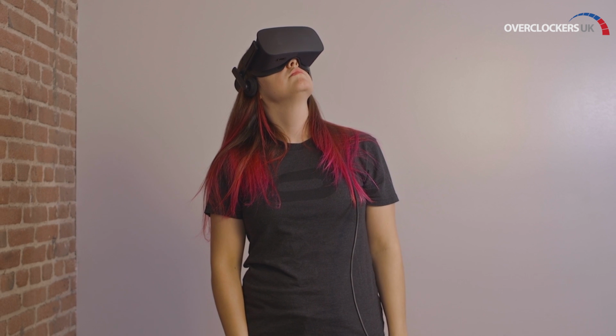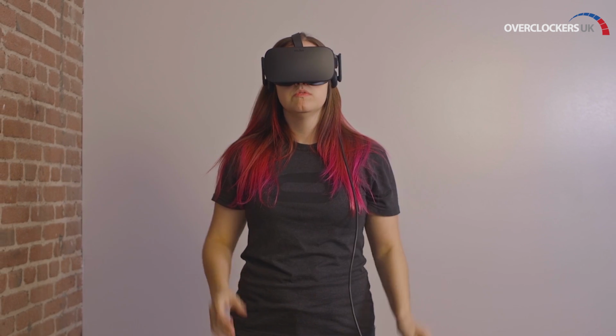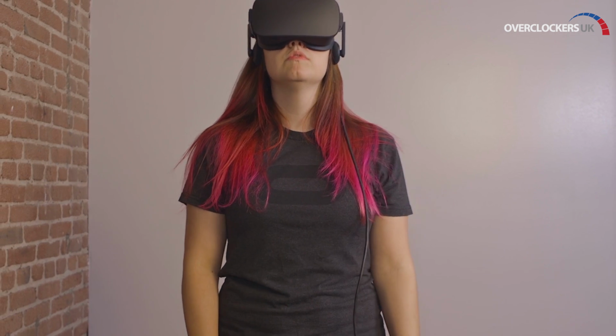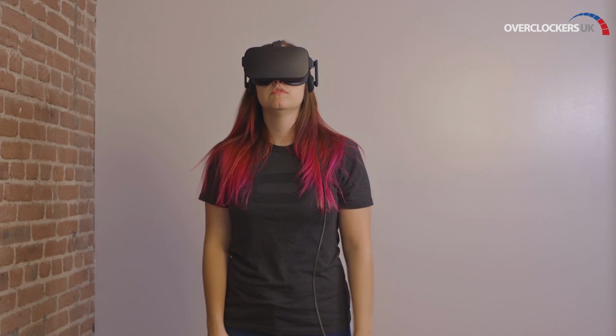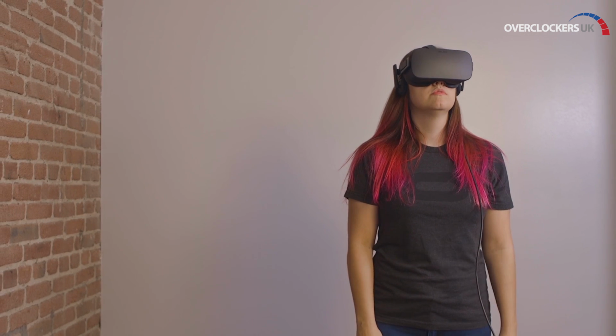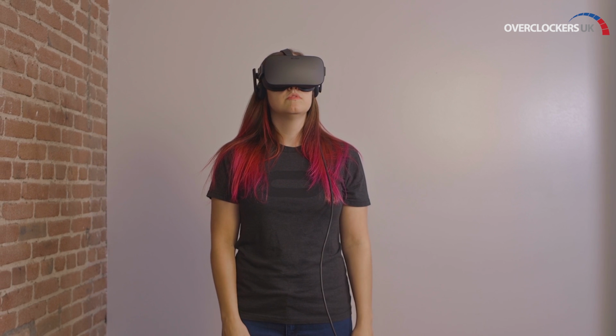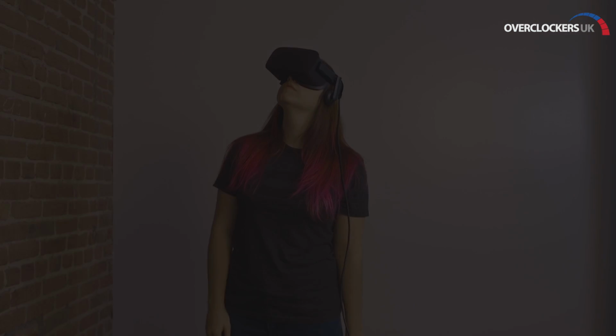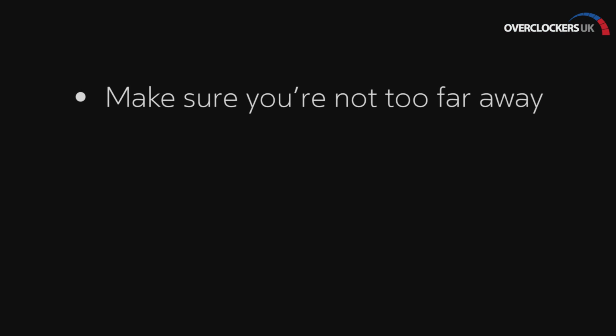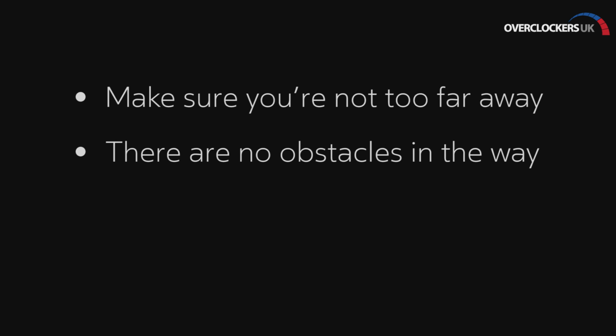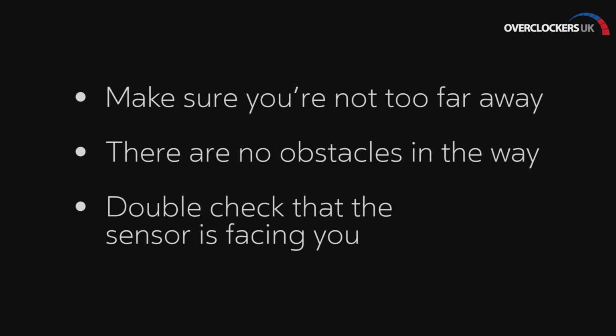You might get an error message if your sensor isn't tilted the right way, or if you're standing too far away, too close, or off to the side. If the calibration was unsuccessful, you can run it again. Make sure you're not too far away. There are no obstacles in the way. Double check that the sensor is facing you.